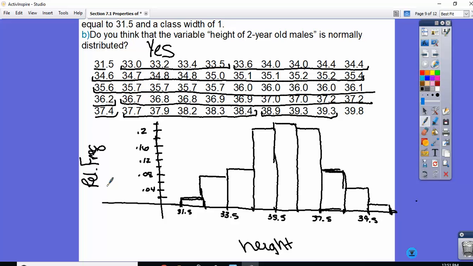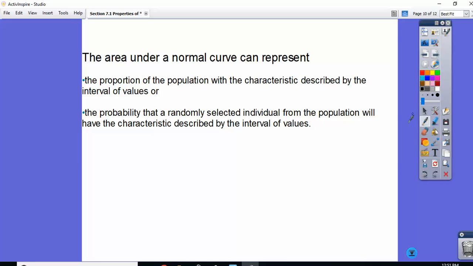I might ask you questions about what the probabilities represent, and there's really 2 interpretations that we could use. Area under a normal curve can either represent the proportion of the population with the characteristic, so it could be like saying 10% of the population is in this height range, or it could be the probability that an individual will have that characteristic. So if I just pick a random male, there is a 10% chance they will have that height.